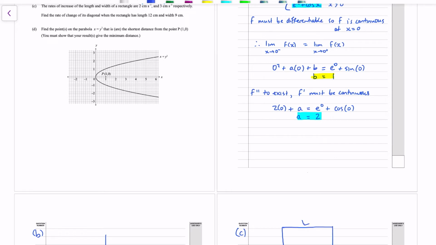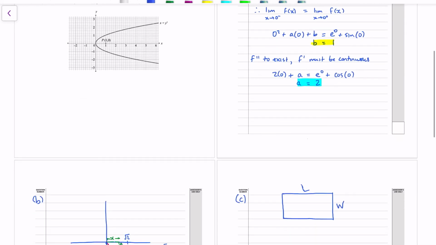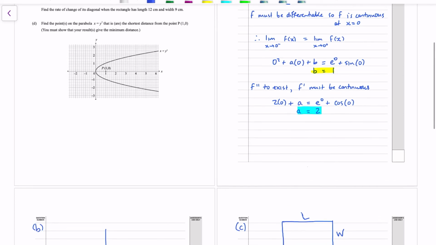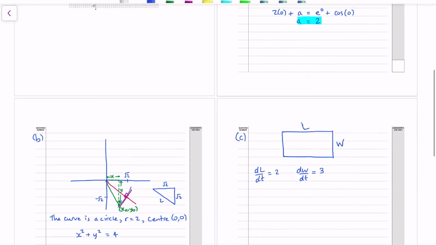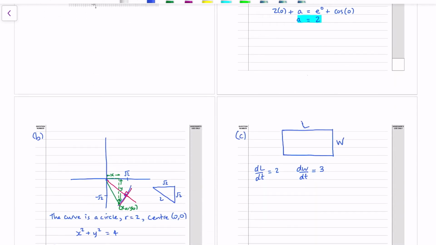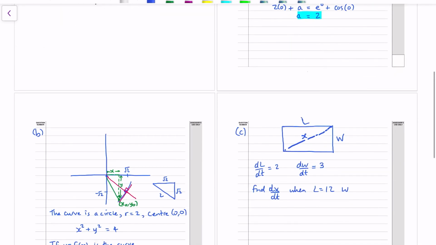So we'll go length, width, and we know that dL/dt is 2, and dW/dt is 3. They're both increasing, and we're trying to find the rate of change of the diagonal when the length is 12 and the width is 9. So if I call this diagonal here x, find dx/dt when L is equal to 12 and W equals 9.